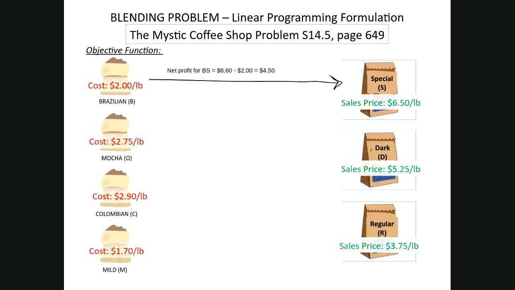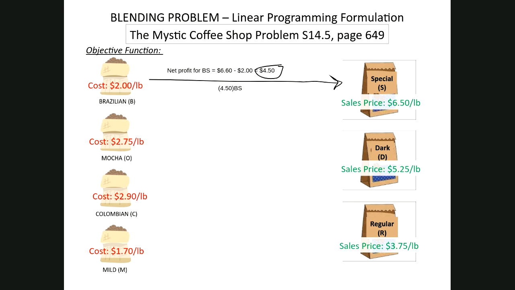And again, this would be the term that you would use in the objective function. And so your objective function term is going to be 4.50 times Brazilian into the special blend. Okay, and we're going to do this calculation for each one of these 12 alternatives.